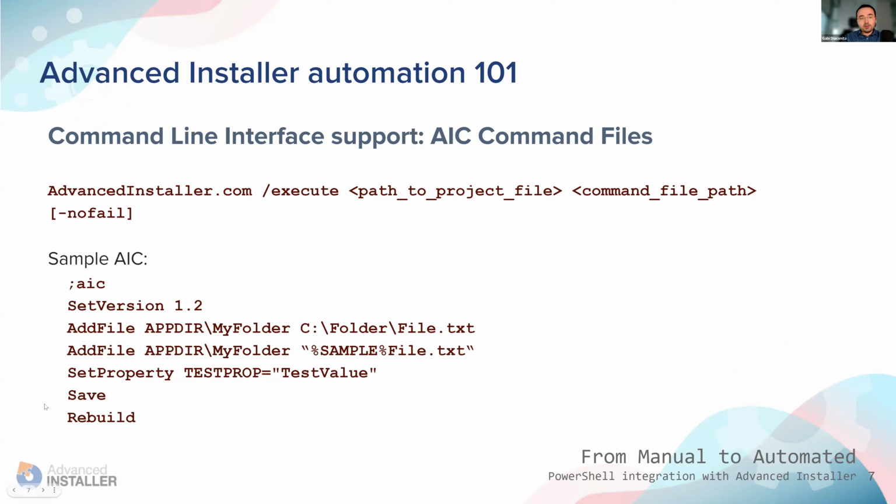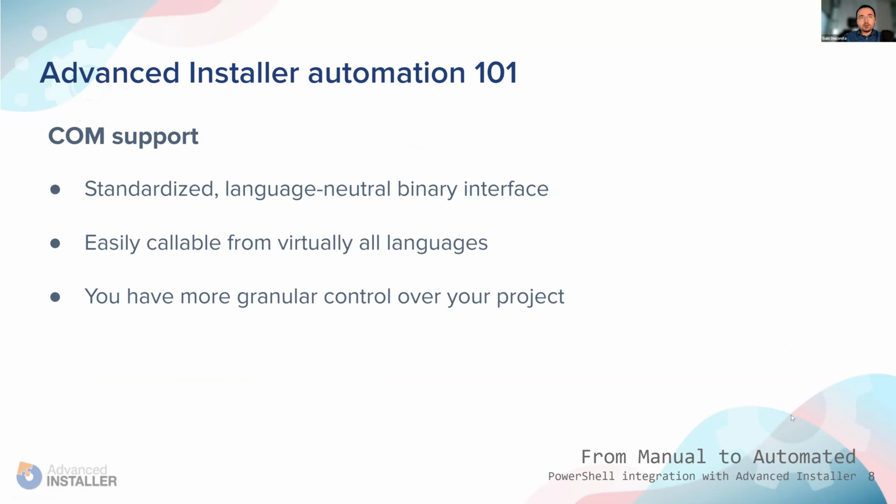In this example here, we have the product version that's being set, 2 files that are being added, and a property value that is getting updated, followed by the saving of the project and a rebuild operation. Quick and easy, right? So that was a quick introduction for our CLI support. Now moving forward to the really interesting stuff.